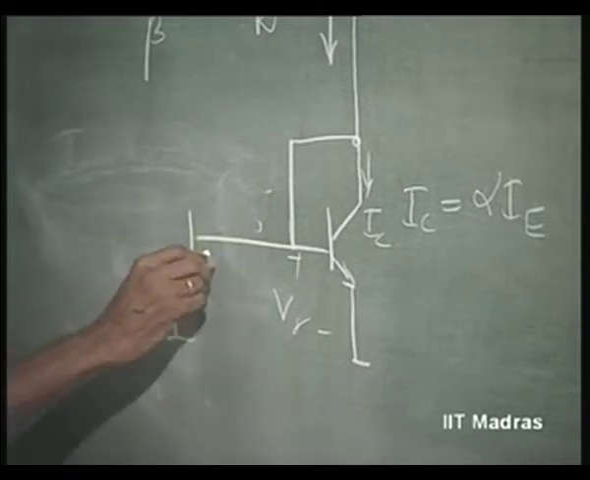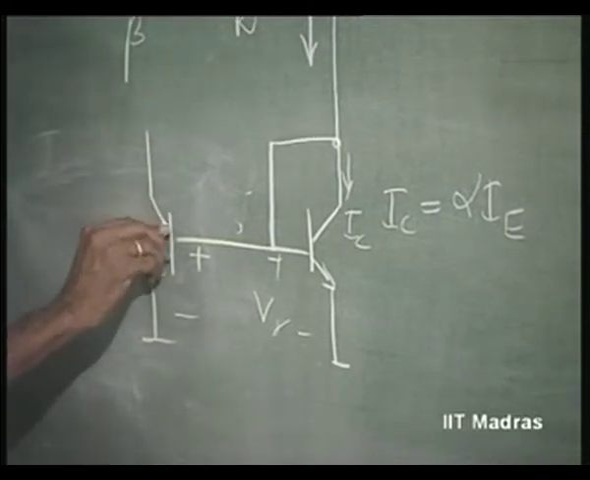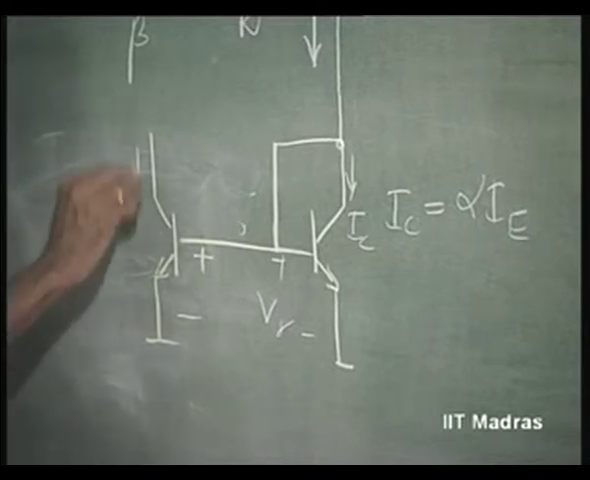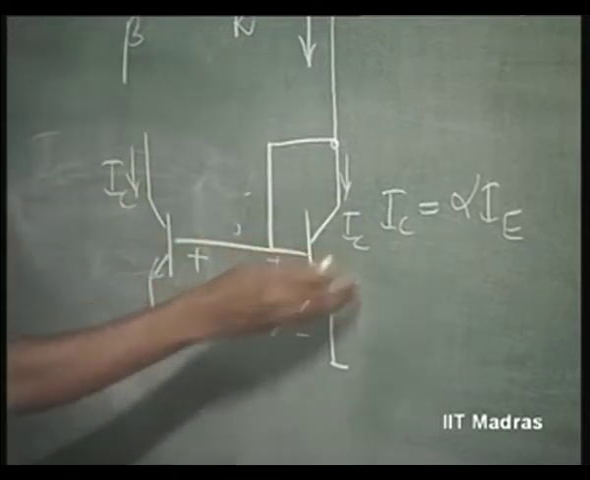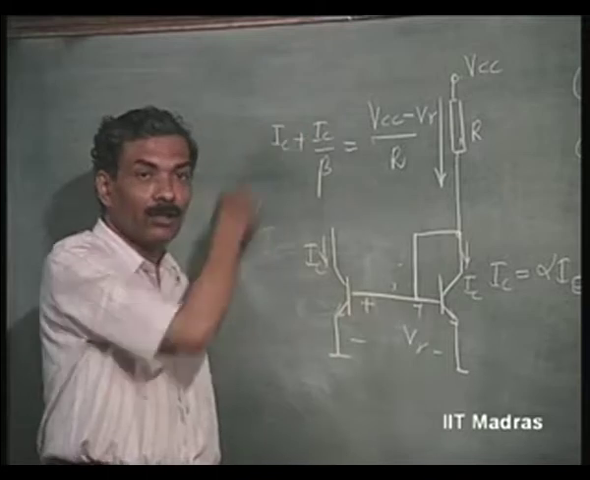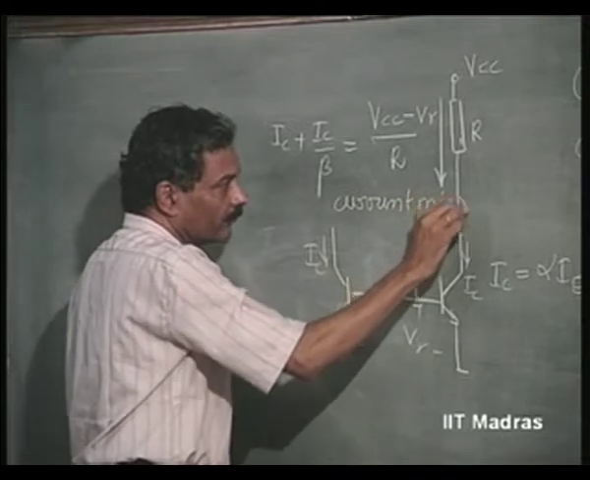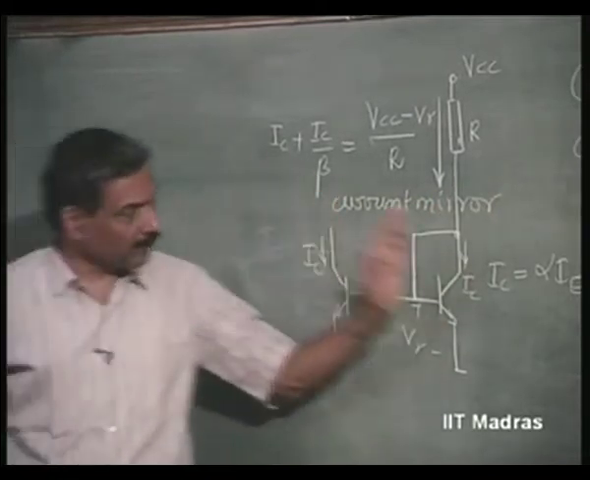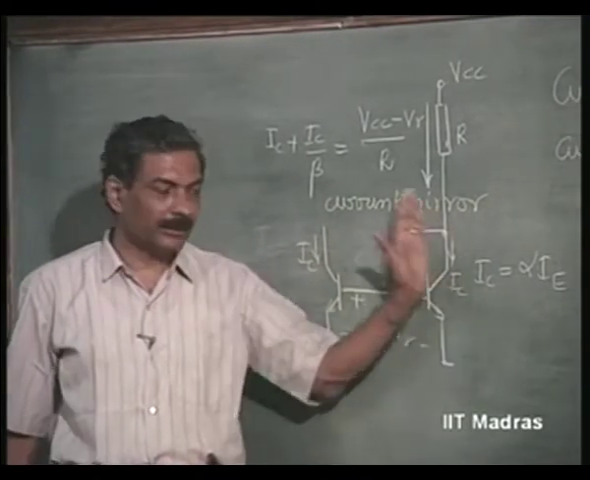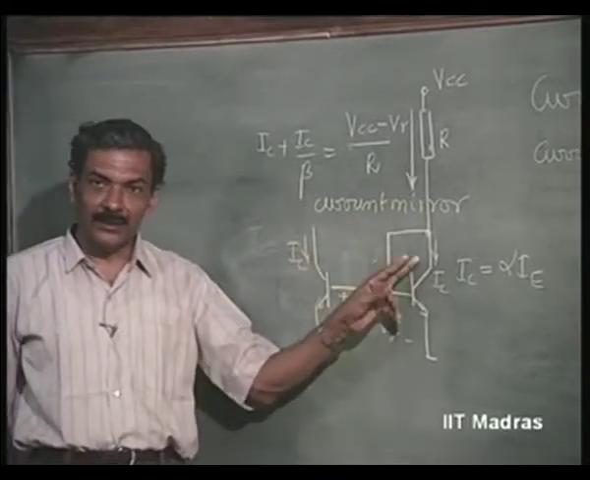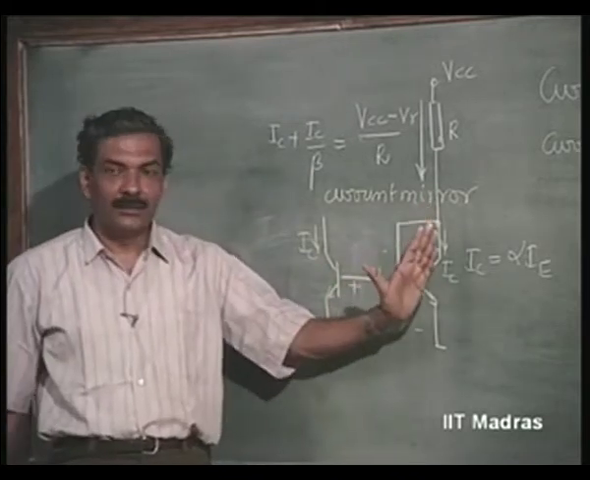This is an identical transistor which, when given the same value of V gamma, will produce the same current IC. So, you say this current is mirrored here if these two transistors are identical, and this is called a current mirror. Because this current is reflected here because of these two transistors being identical, this structure with a transistor connected as a diode connected to another transistor is called a current mirror. It reflects the same current here.